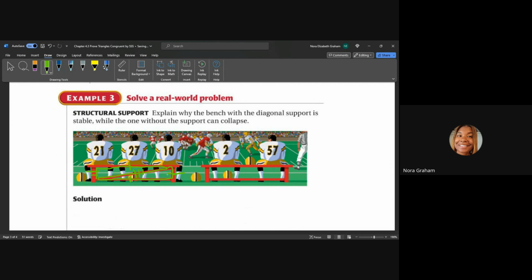So that's kind of like saying by our side, side, side property that each one of these sides, no matter how big you make this bench or how small, they're going to stay proportionate. They're going to have the same size and the same shape, which is going to give it more support. So that's going to be why this one has more structural support.